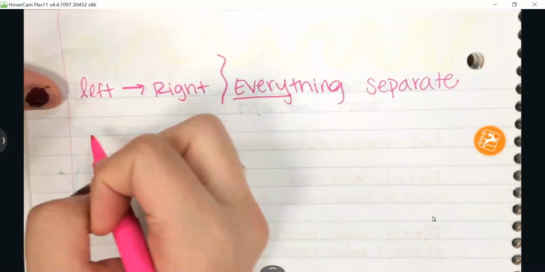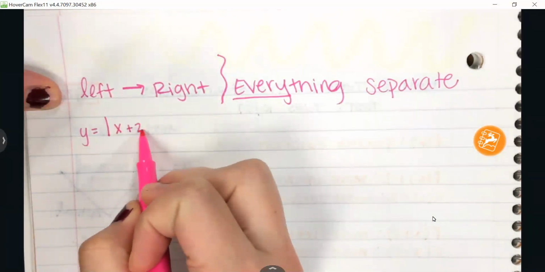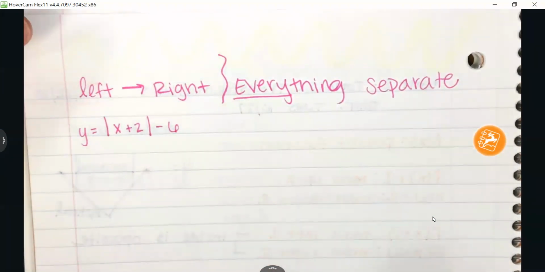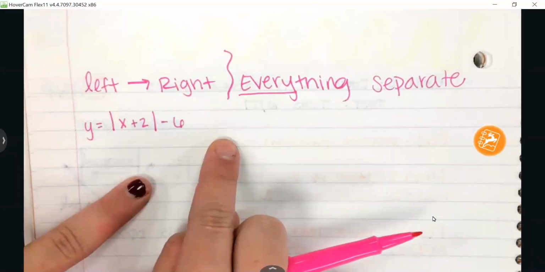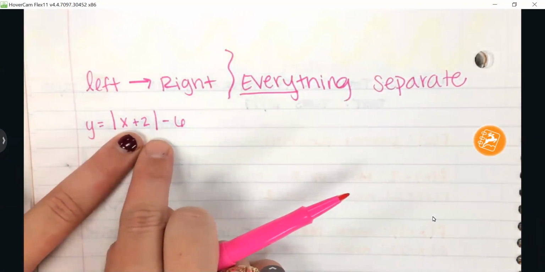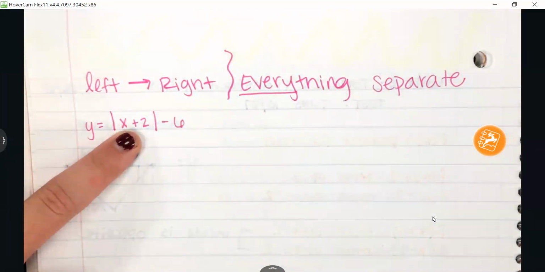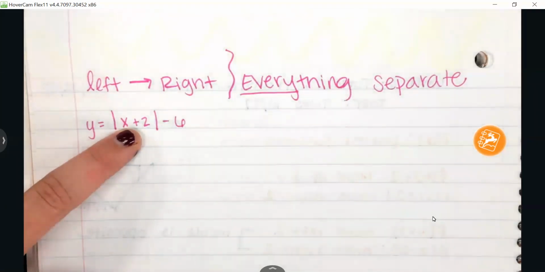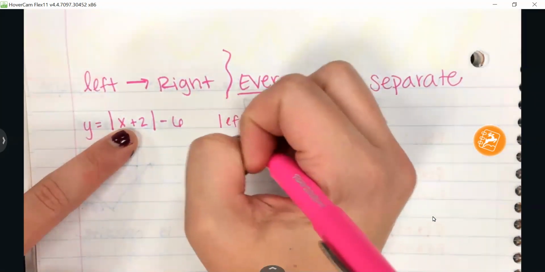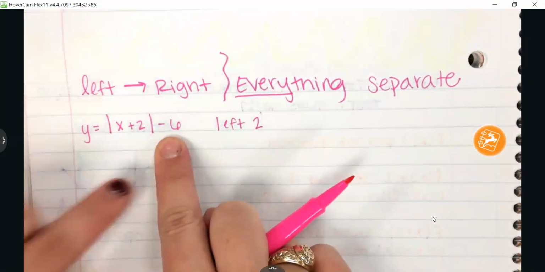So my first equation is going to say y equals the absolute value of x plus 2 minus 6. If I'm reading left to right, the first thing I get to is this plus 2. That +2 is on the inside. Inside can only move horizontal, so it's moving left or right. What direction is a +2 moving? To the left. Why to the left? Inside is opposite. Very good. So left 2. Then I keep reading and I have a -6.